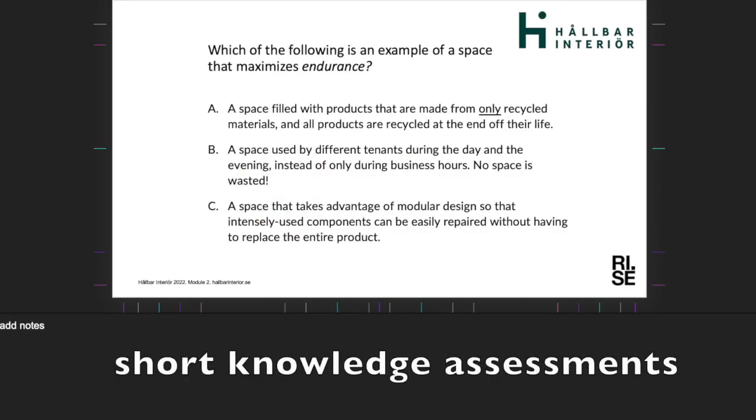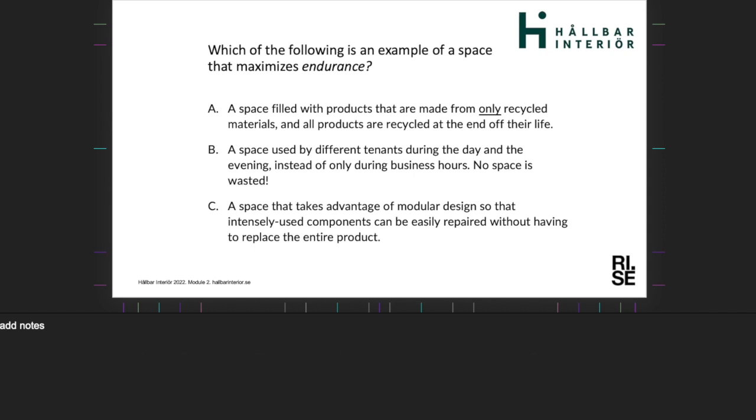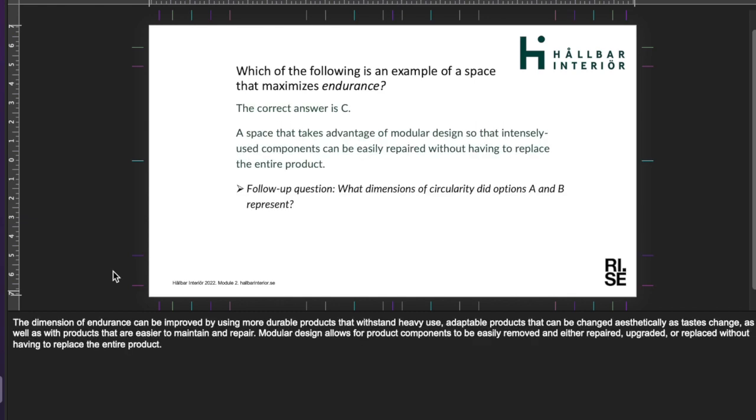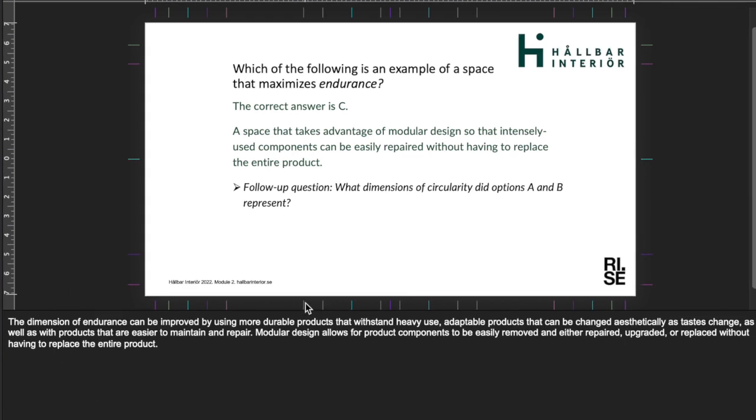Here is an example of a multiple choice question that we've developed. This is to quiz the students to get them assessing their own knowledge. This one asks, which of the following is an example of an interior space that maximizes the circularity dimension endurance? And then the instructor can reveal that the correct answer is C. So the answers are included as part of the presentation. And then there's a brief explanation about why this answer is the correct answer in the notes below.